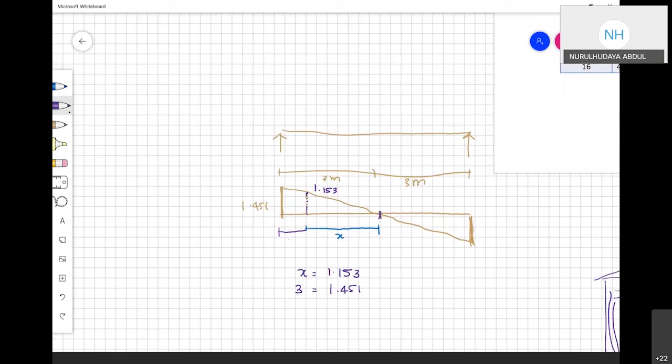Shear stress at cross section. Okay. So kita macam mana nak kira? So kita boleh dapatkan value of X ni. Okay, macam mana you buat? You boleh cross multiply. Okay. So when I cross multiply, I akan dapat X sama dengan 1.153 darab 3 bagi dengan 1.451. Okay, I akan dapat ini.